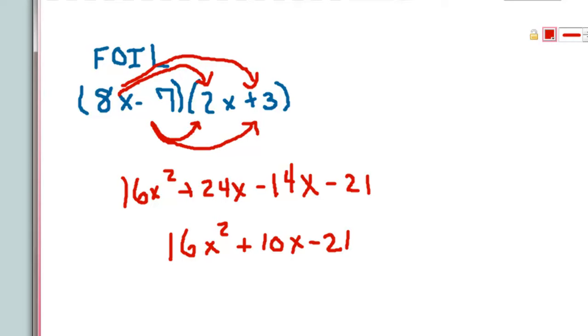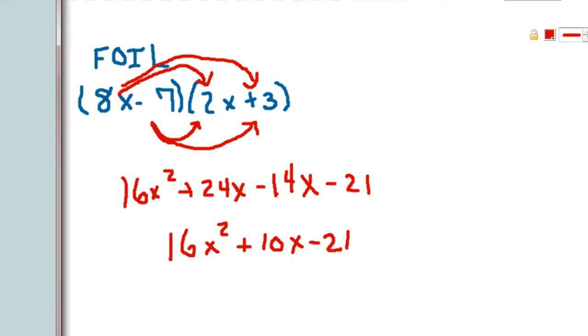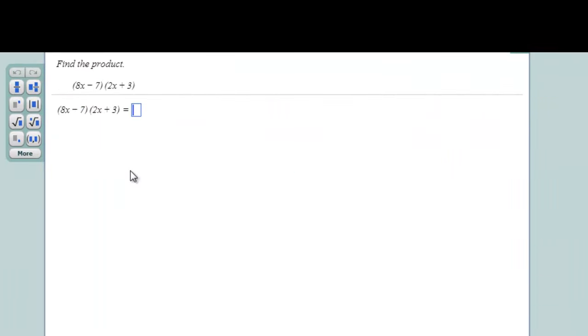All right, so to put the answer in over here, we want to make sure that we put everything correctly. So we have 16x, and then we need to press the exponent to make it 2, plus 10x minus 21. And there you go.